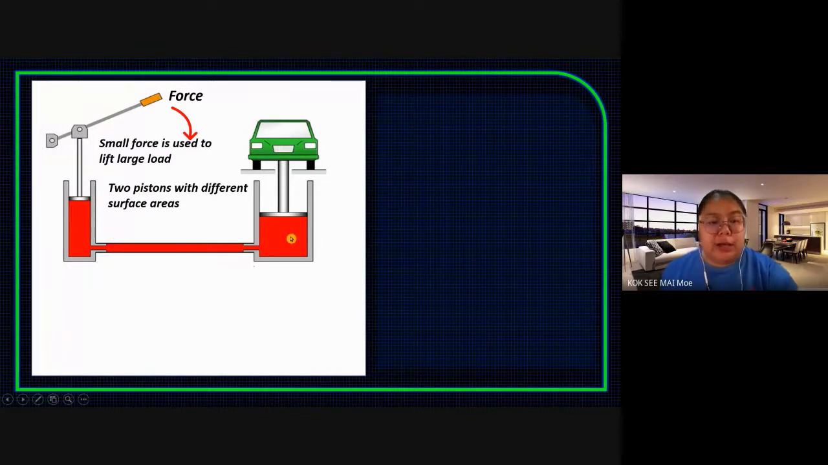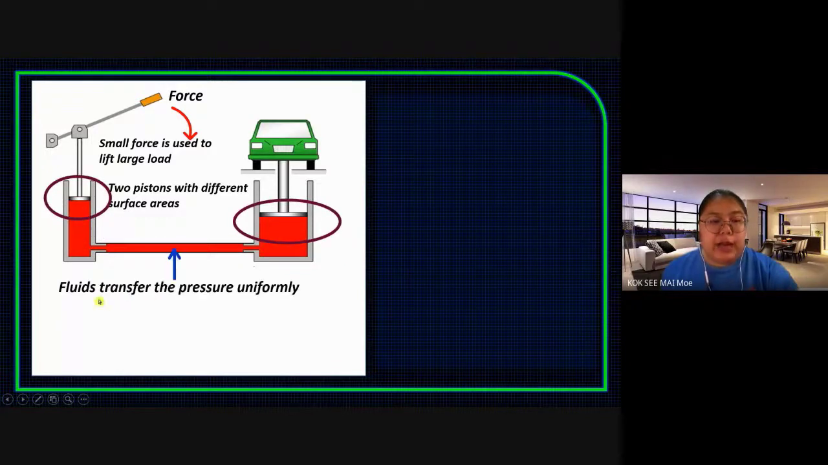Okay, all the red color is a fluid, a liquid. The liquid will transfer the pressure uniformly. So that means the pressure for the first piston and the output piston must be the same. The pressure cannot be lost. Why is the pressure the same? The output also has a much bigger force because of the surface area. A bigger surface area will affect the output force.